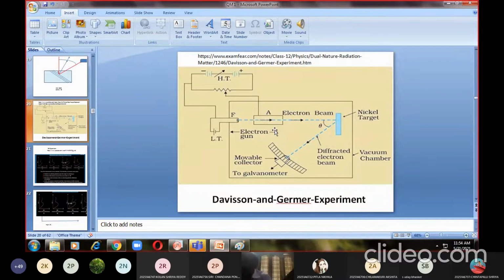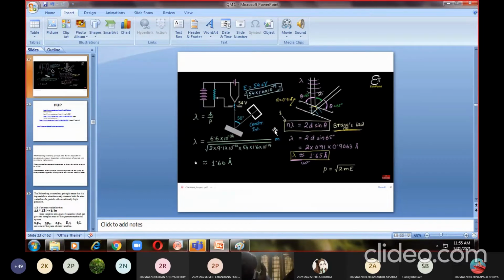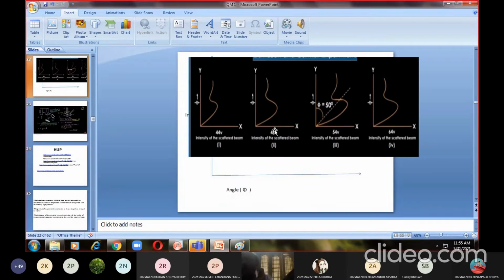So what am I doing? For different voltages, for different theta values, I am trying to find out the intensities. I am trying to find out the intensities. I'll repeat it.